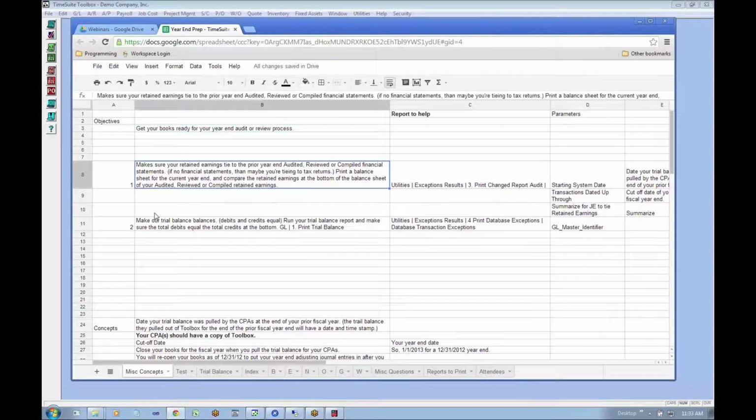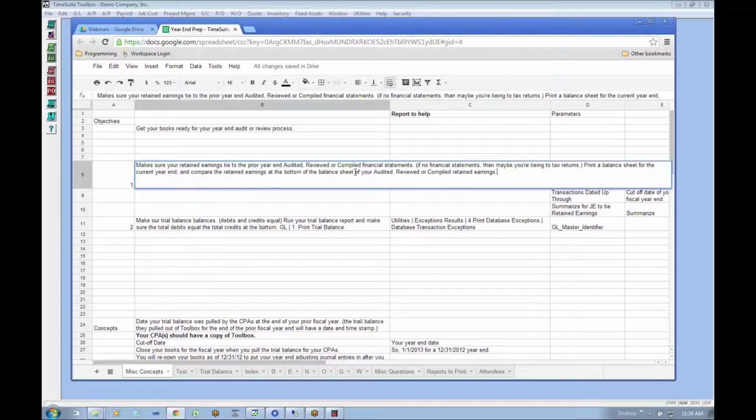So the first thing we want to do is talk about your retained earnings. We want to make sure your retained earnings tie to your prior year-end audited, reviewed, or compiled financial statements. If you don't have any financial statements, then maybe you're going to be tying to your tax returns. So you'll print your balance sheet for the current year-end. You compare the retained earnings at the bottom of the balance sheet with the retained earnings on your audited or reviewed financial statements.